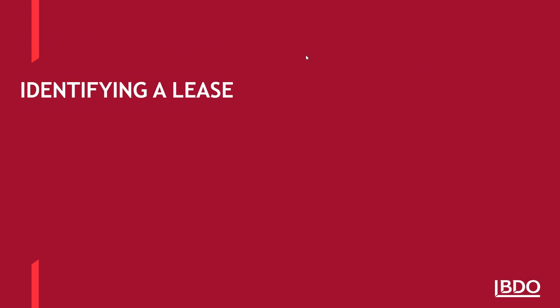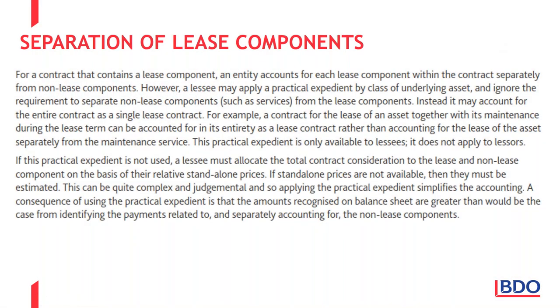Now, identifying a lease has a number of problem areas. We know we have to look at embedded leases, and we know we have to read service agreements and all legal agreements very carefully to determine whether there's actually a lease embedded in it. However, I thought we should also touch on separation of lease components. As you know, the standard says lease components and non-lease components can be separated. Again, you can separate them. You don't have to.